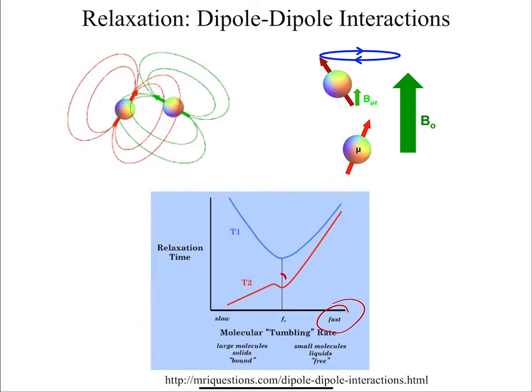Why is there a kink in the T2 graph? I actually don't know. So I'll try to look for the answer, but I'm not really sure. Okay. Any other questions? All right.